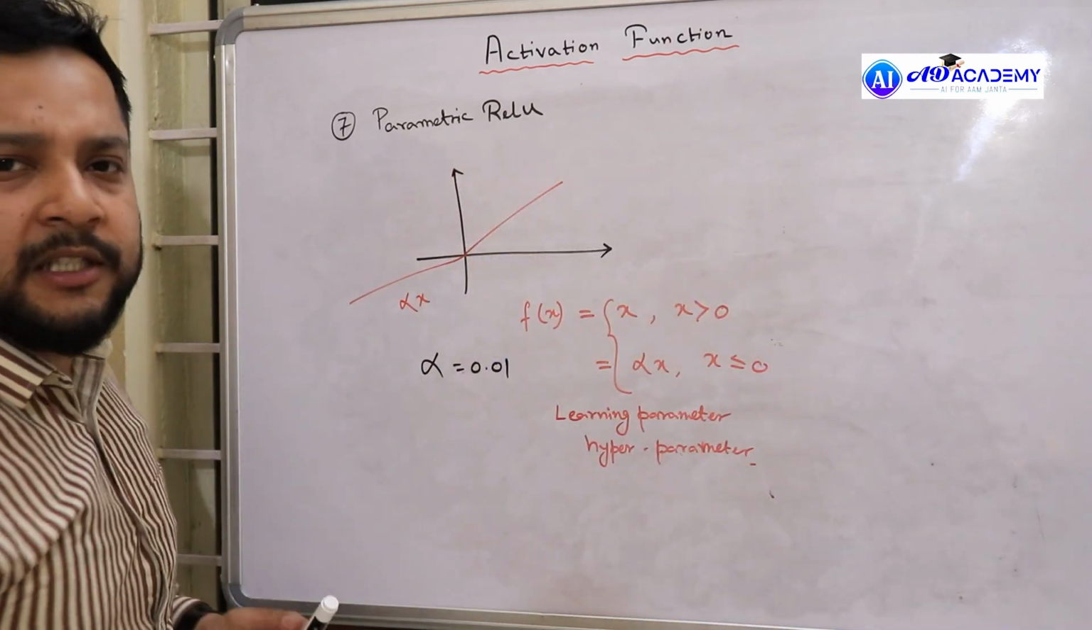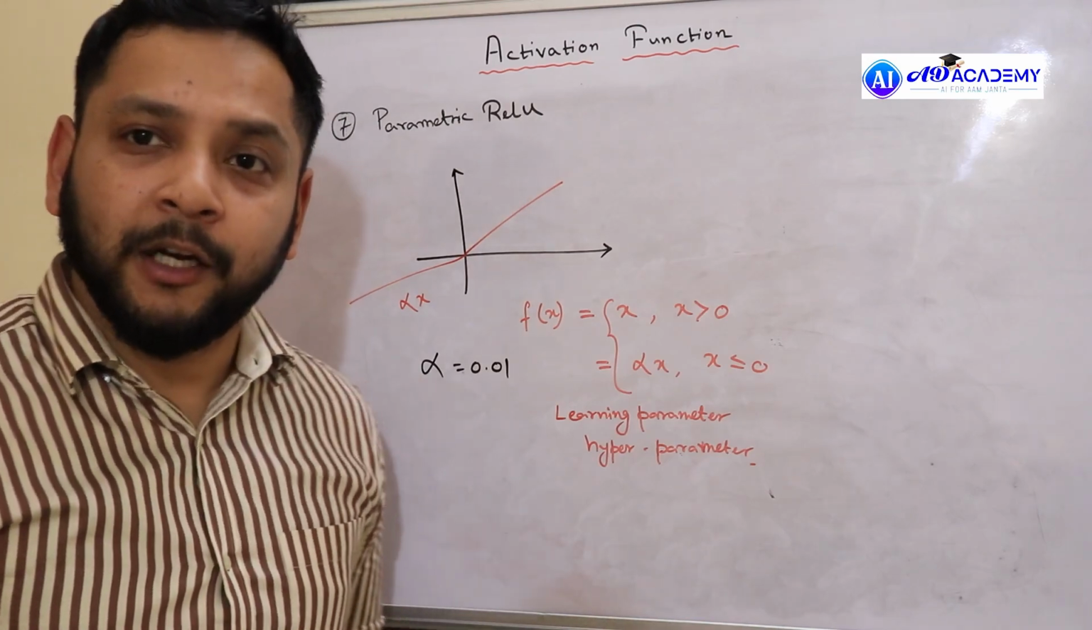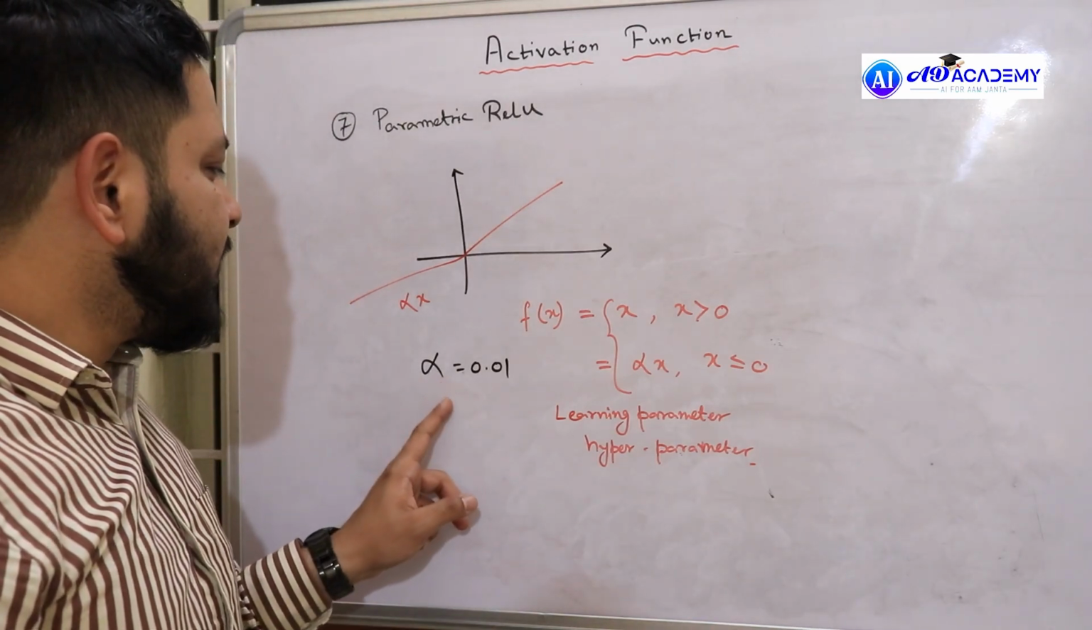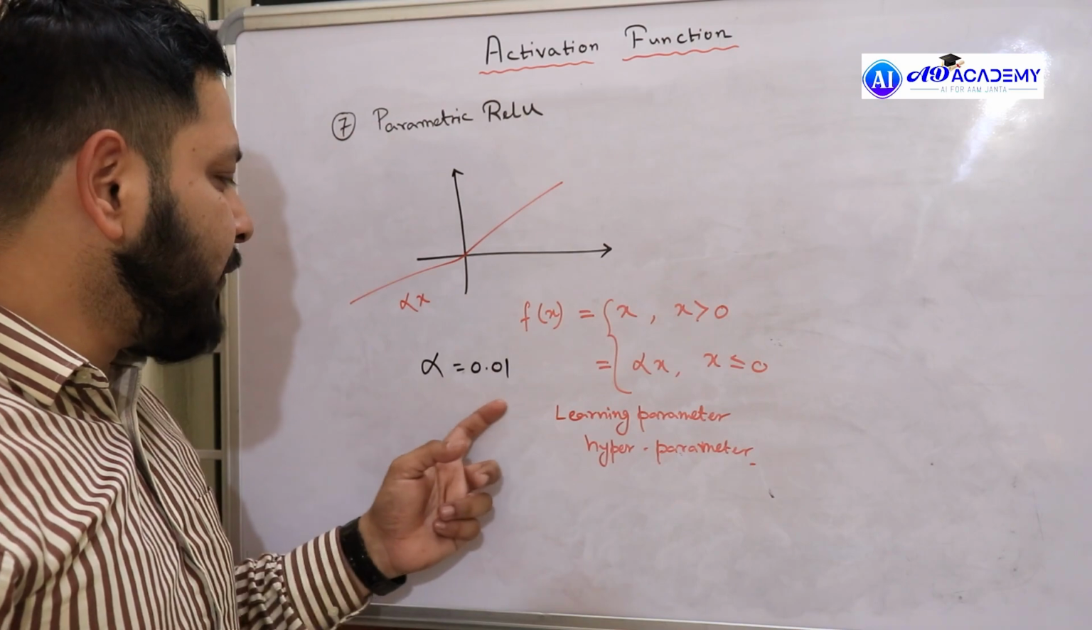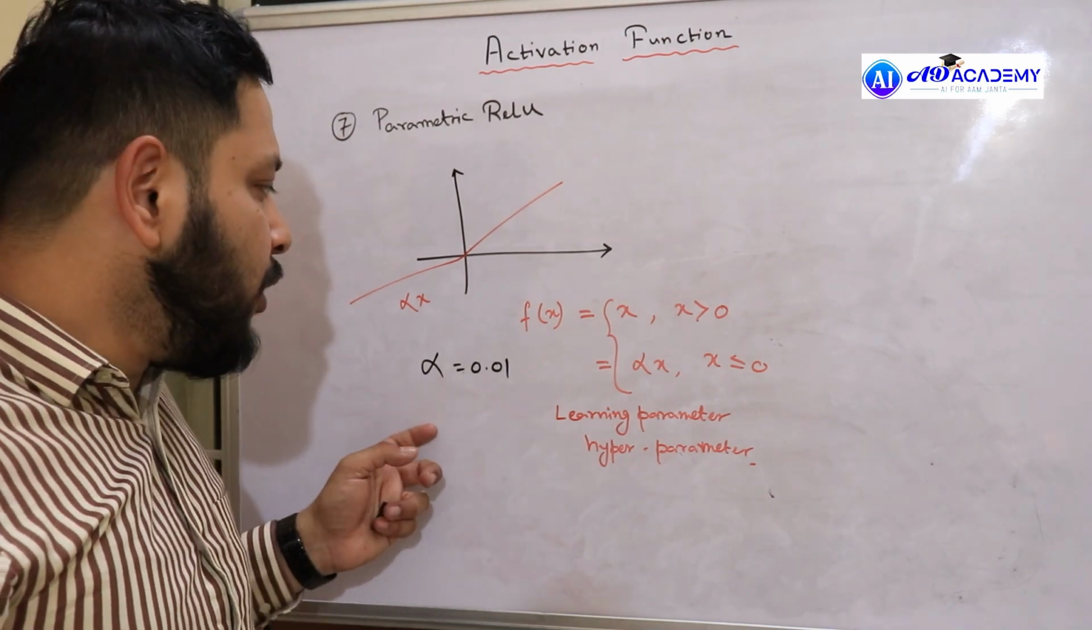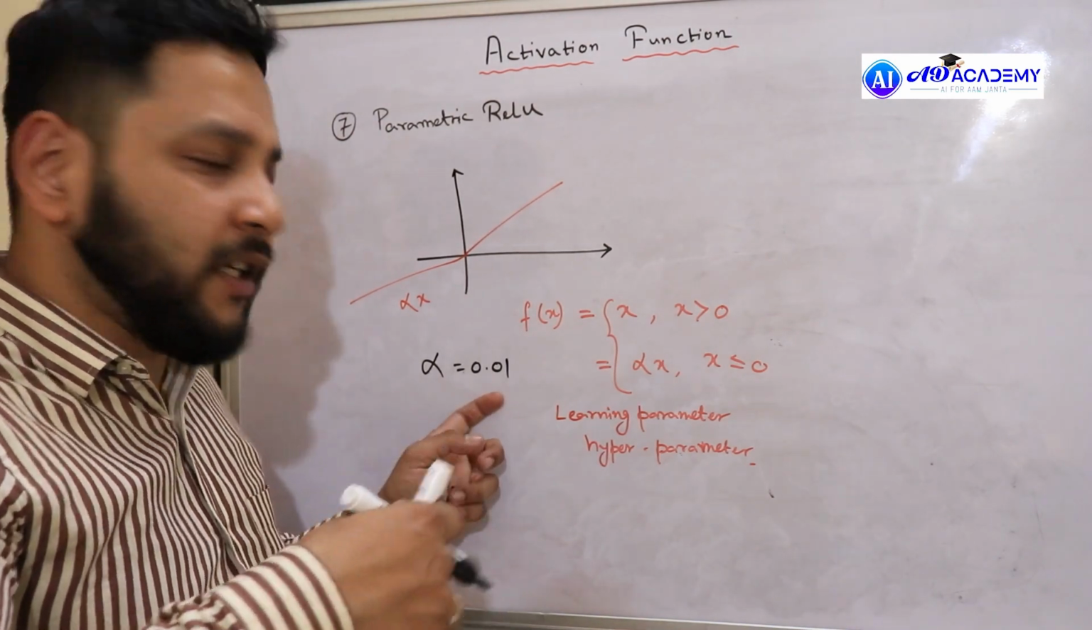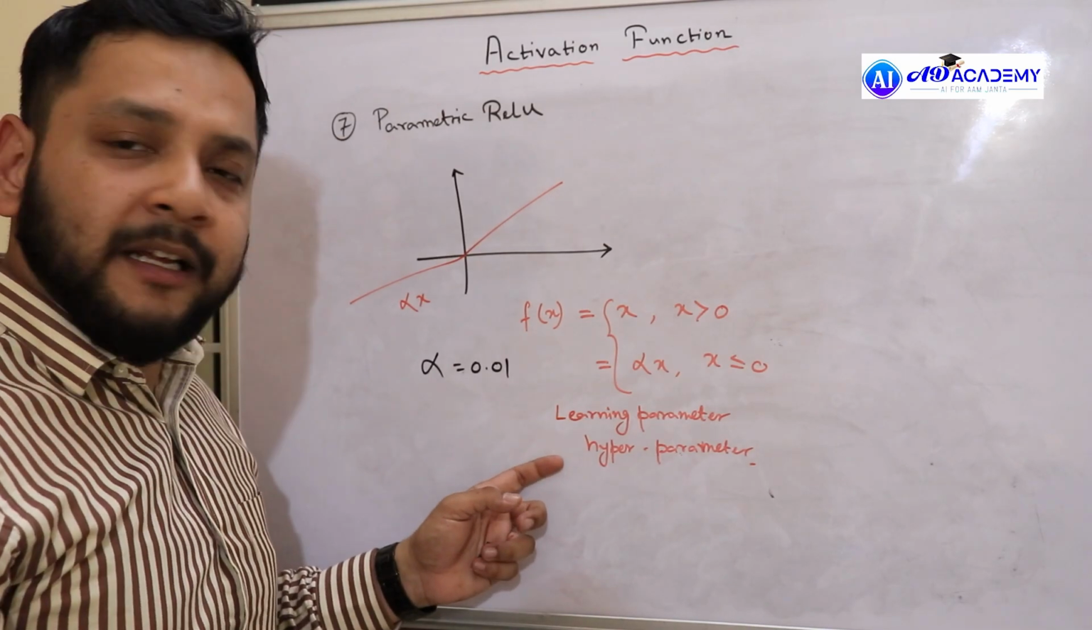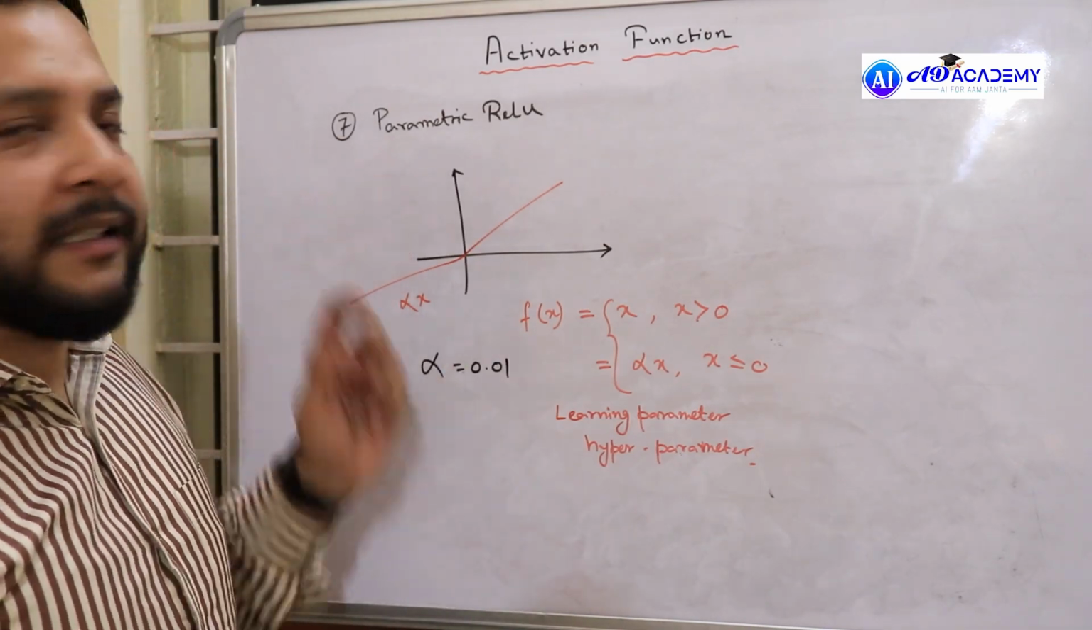Parametric ReLU, you can consider it as similar to leaky ReLU. When will it be leaky ReLU? When this alpha is fixed and it will have some default value like that of leaky ReLU. But when alpha is changing, that is we can change this value, it is a learning parameter, then we can take it as a parametric ReLU.